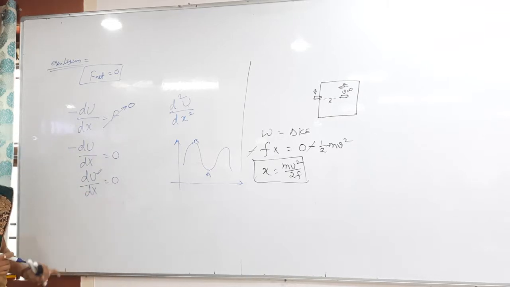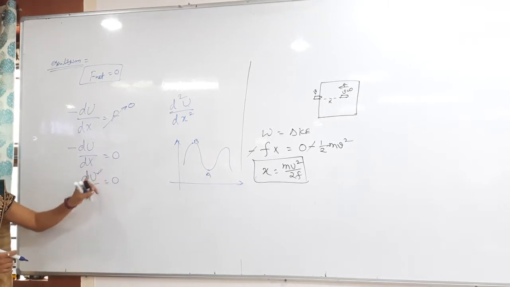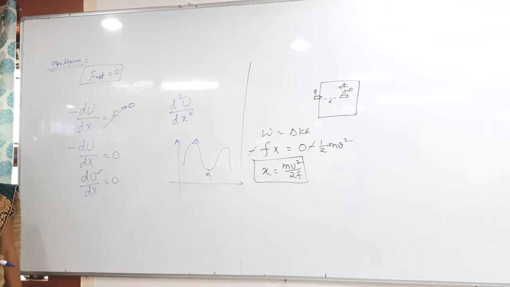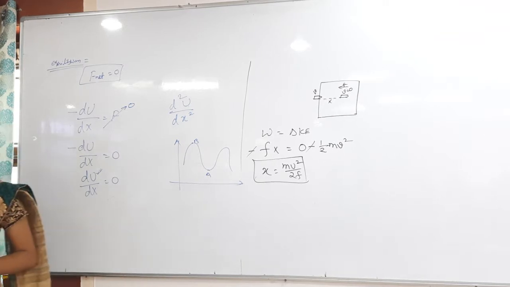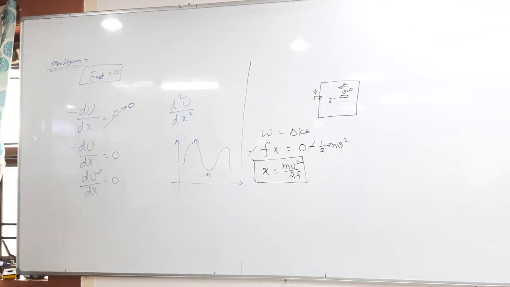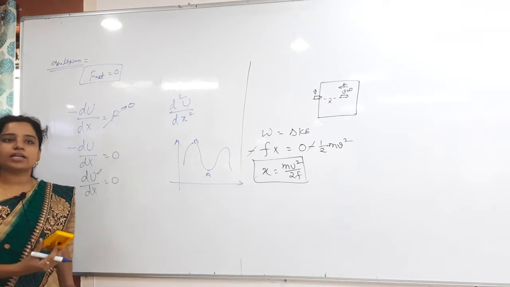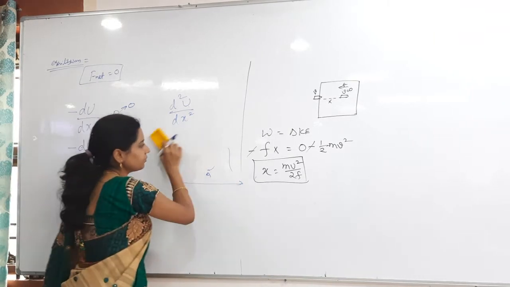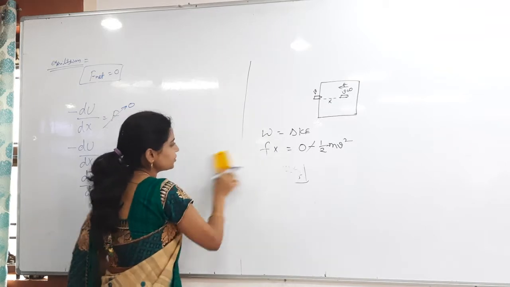So du by dx is 0, then u can be maximum, minimum or 0. In this equilibrium mainly 3 types of equilibrium will be there. One is stable equilibrium, another is unstable, another is neutral equilibrium. Stable, unstable and then neutral.